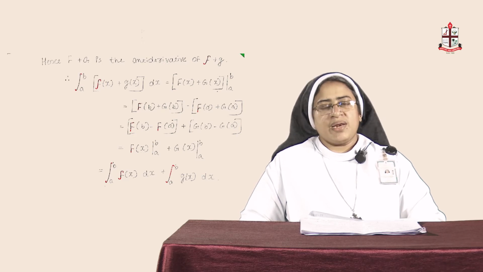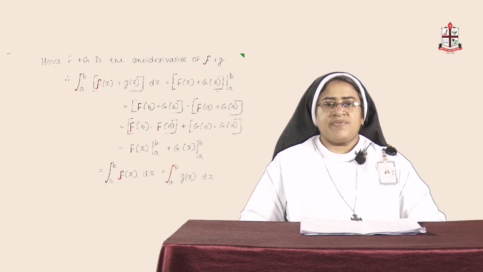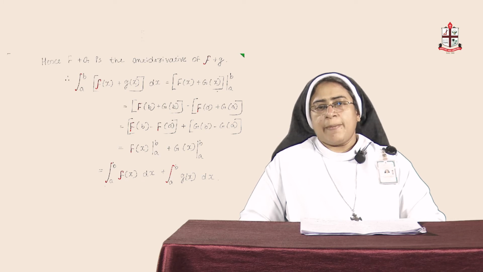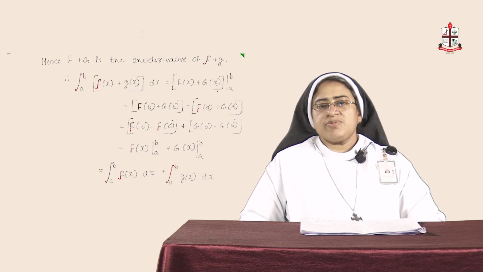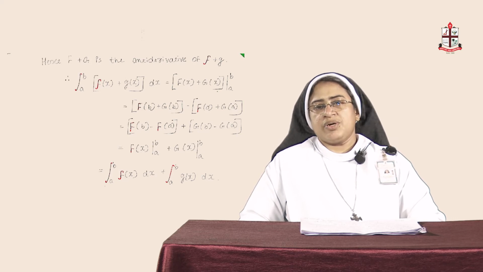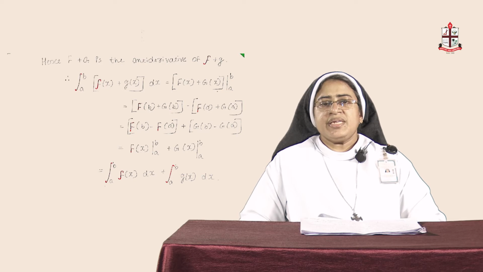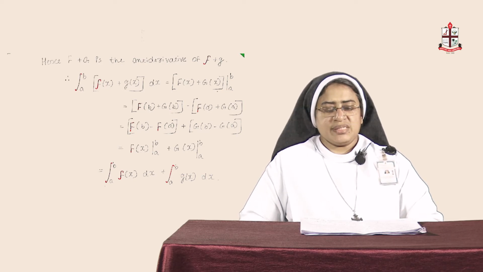So, you are finding the value of the integral from a to b of f(x) + g(x) dx. It is equal to F(x) + G(x) within the limits a to b, that is F(b) + G(b) minus (F(a) + G(a)). That is F(b) minus F(a) plus G(b) minus G(a). That is F(x) within the limits a to b plus G(x) within the limits a to b. So, the integral from a to b of f(x) dx plus the integral from a to b of g(x) dx.